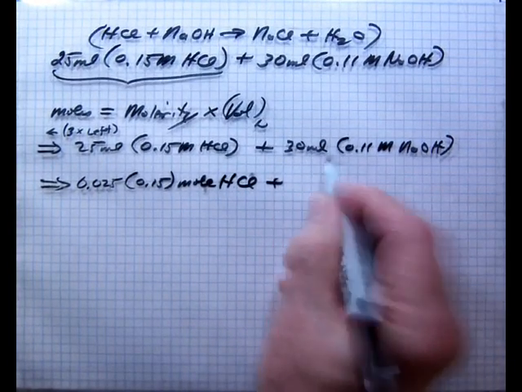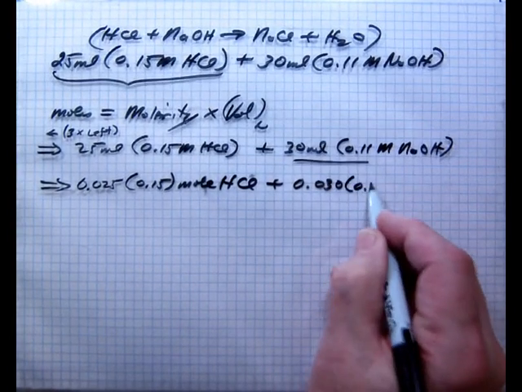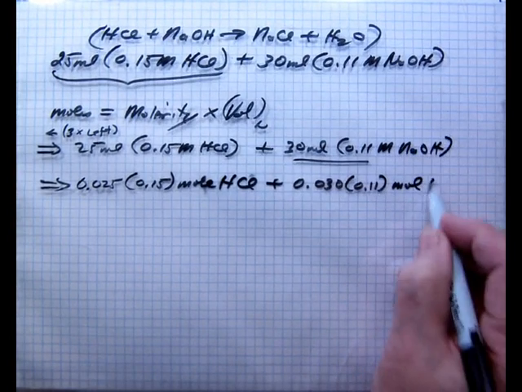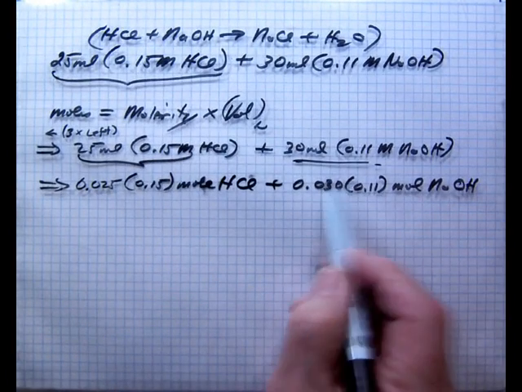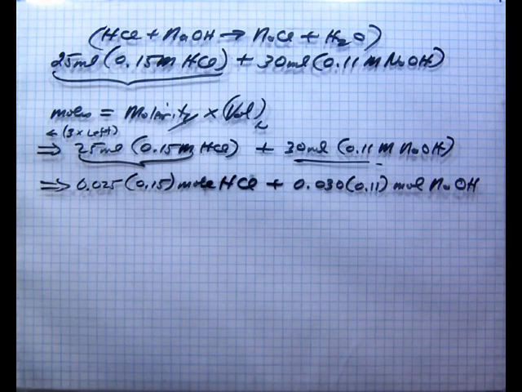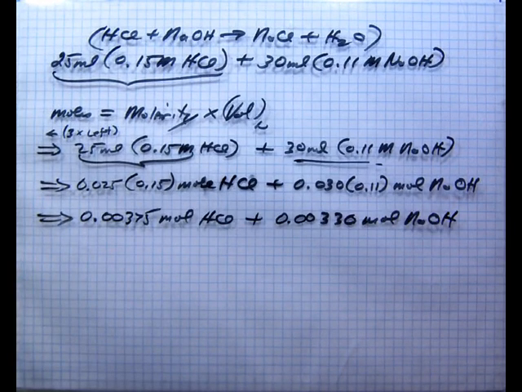Plus, now do the same thing with this one. 0.030 times 0.11 mole of sodium hydroxide. See how I took the data from here and kind of rewrote it, but in context where I can immediately see through the calculation? Molarity times volume. So when we multiply these two together, this is what we get. Molarity times volume in liters gives you moles.